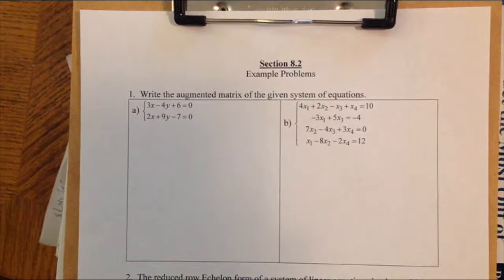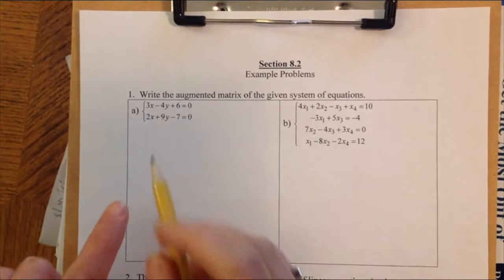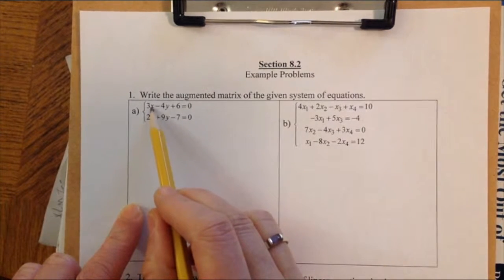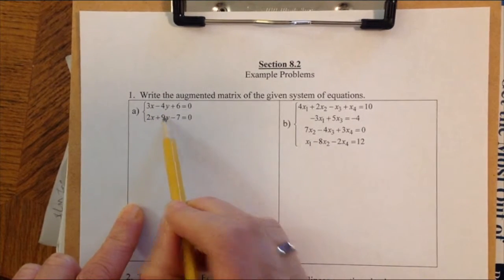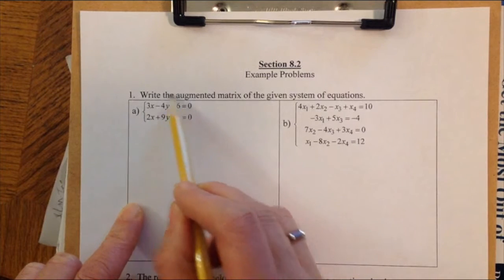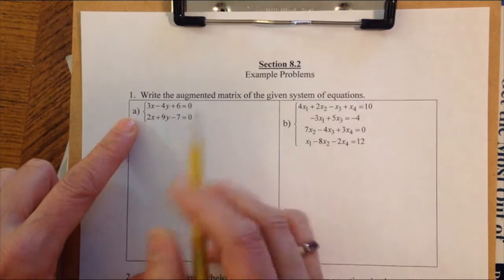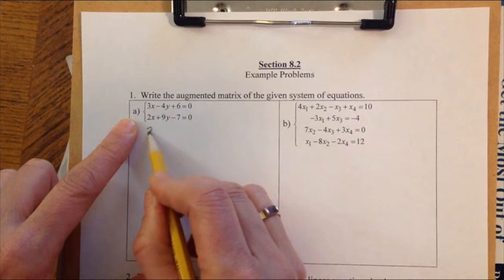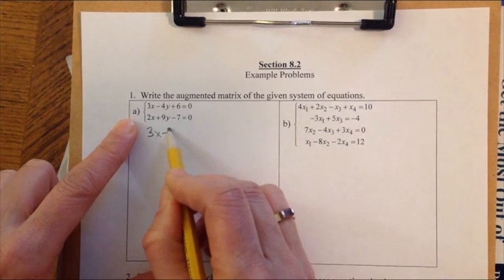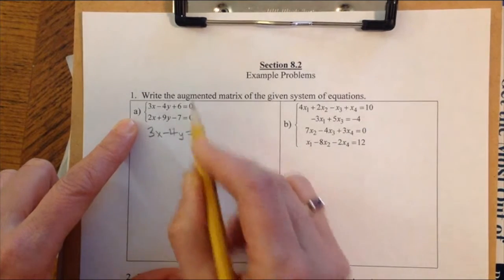We are asked to write augmented matrices for the given system of equations. So in this first one, notice that we have two variables, x and y, and they are rearranged so that everything is on one side of the equation and just 0 on the other side. And we need to first move those so that we have the variables on one side and our constant term, or just the number, on the other.